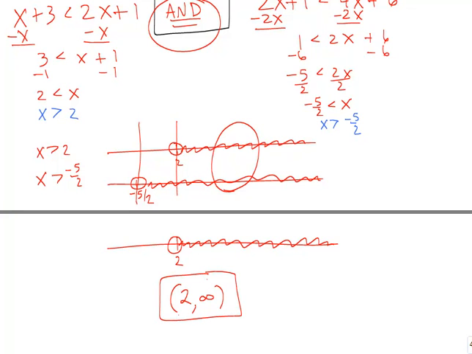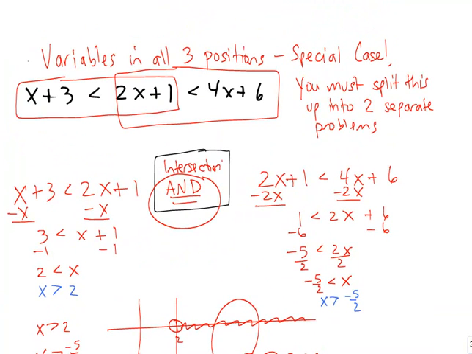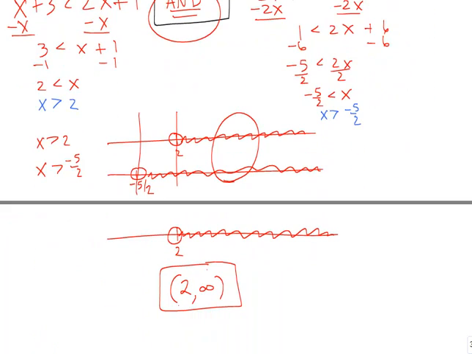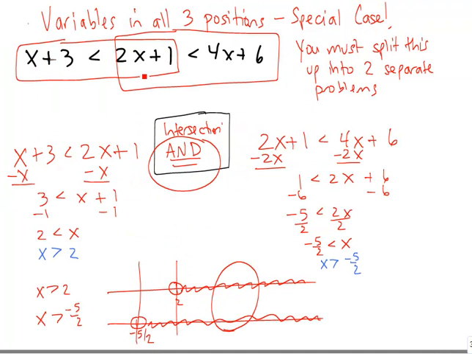So be careful. If you see a triple inequality where there's variables in all three positions, in the left, on the right, and in the middle, you need to split it up into two separate inequalities, simplify and solve each one, and then take the intersection of those two solutions. If you only have x in the middle of the triple inequality and not on the left or the right, then you can solve the inequality simultaneously without having to split it up into two problems.